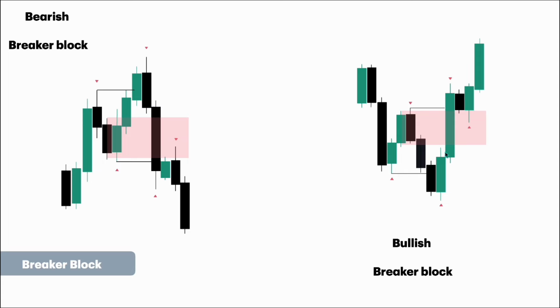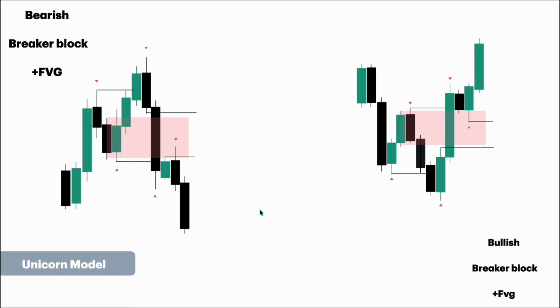The unicorn model. So what exactly is the unicorn model? It combines a breaker block with an overlapping fair value gap. Here's an example. We've got a breaker block forming through the structural pattern, and after displacement, a fair value gap is created. This fair value gap is where the entry occurs. Similarly, on the downside, there's a breaker block and a fair value gap, where price moves back into the gap before continuing higher.